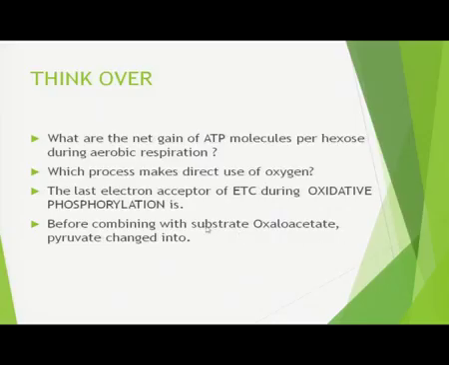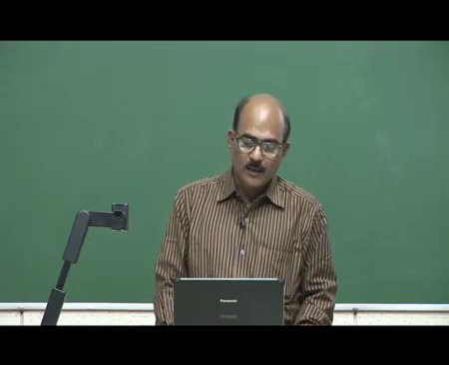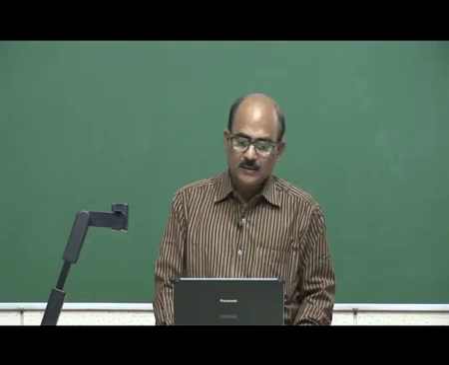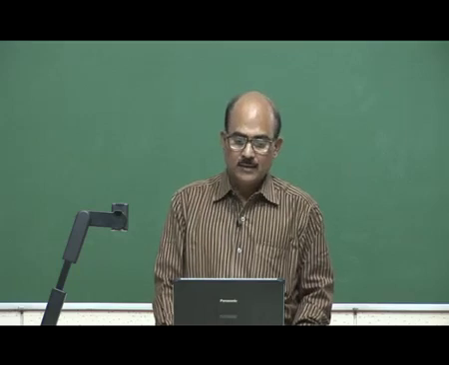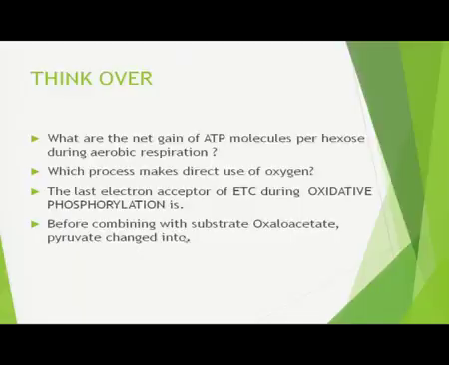This pyruvic acid does not directly enter into the mitochondria. So, first of all, this pyruvic acid is converted into another form. The reaction is called oxidative decarboxylation. What are the products of the oxidative decarboxylation, which result in entering into the Krebs cycle? So, name this product, the end product of the oxidative decarboxylation.